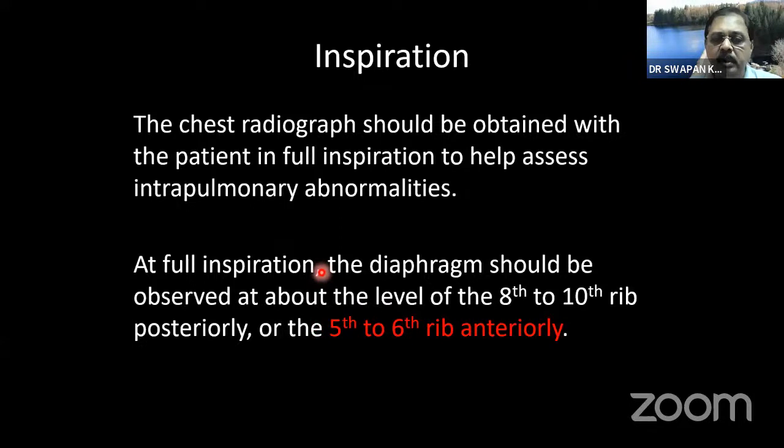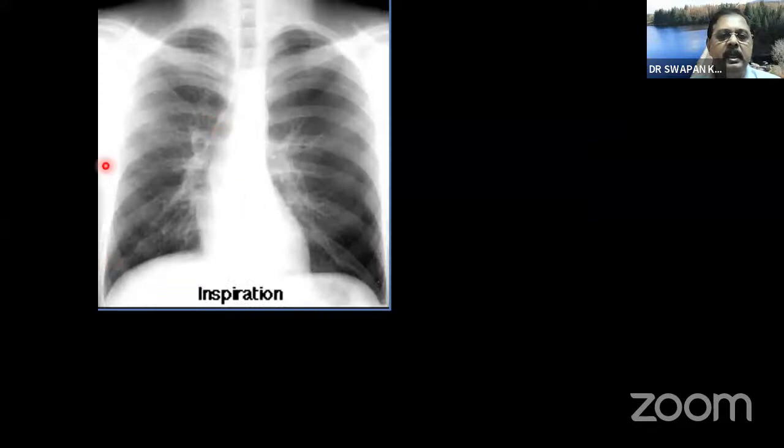But if it is the 4th or 3rd, it means it is expiratory. If it is the 7th or 8th, it will be overinflation. We never call it emphysema, because emphysema is a pathological term and it is irreversible. But in children, most of these overinflations are reversible. And this is the example.